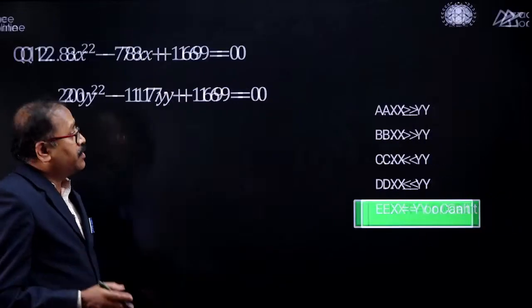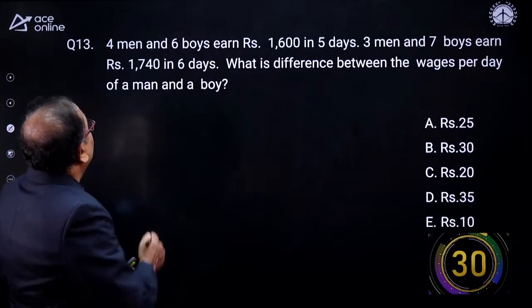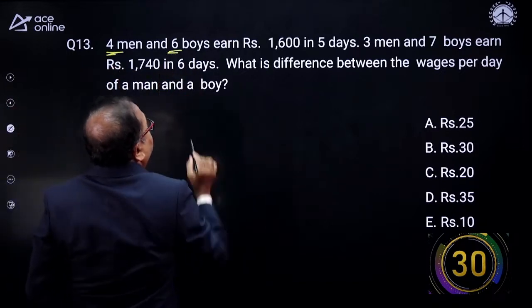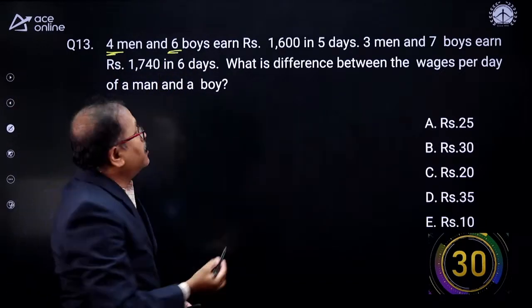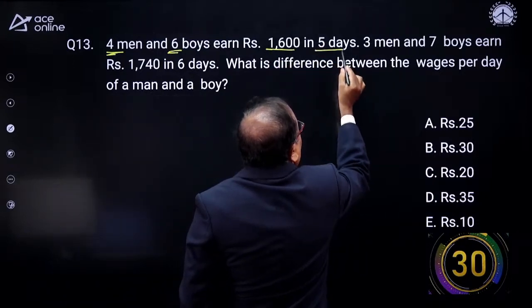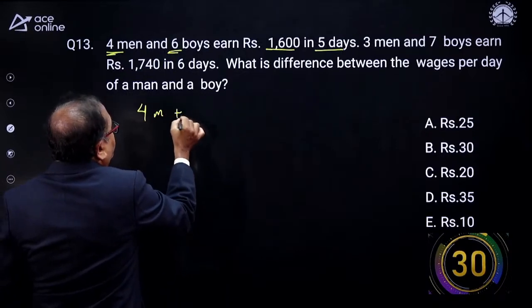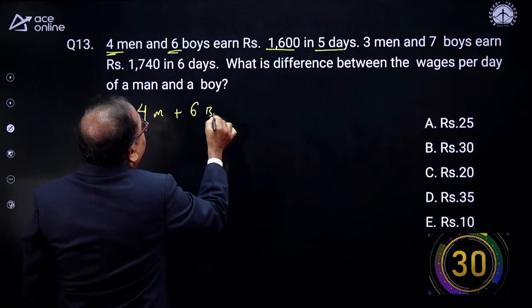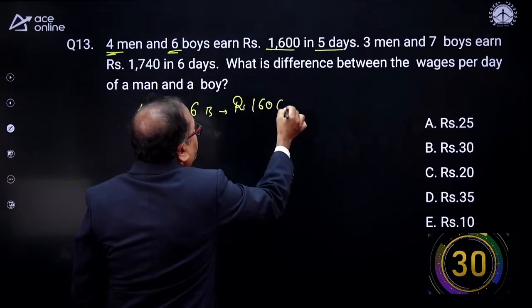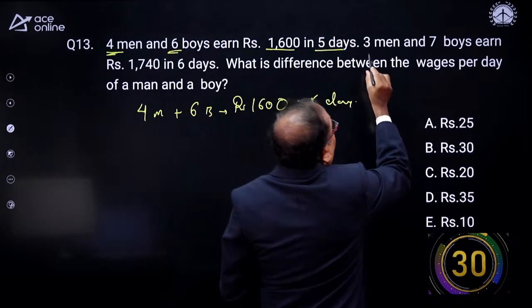Okay. Next one. Here is the question. 4 men, it's a beautiful question. 4 men and 6 boys earn rupees 1600 in 5 days. So it is said that 4 men and 6 boys earned rupees 1600 in 5 days. Okay, the next one.